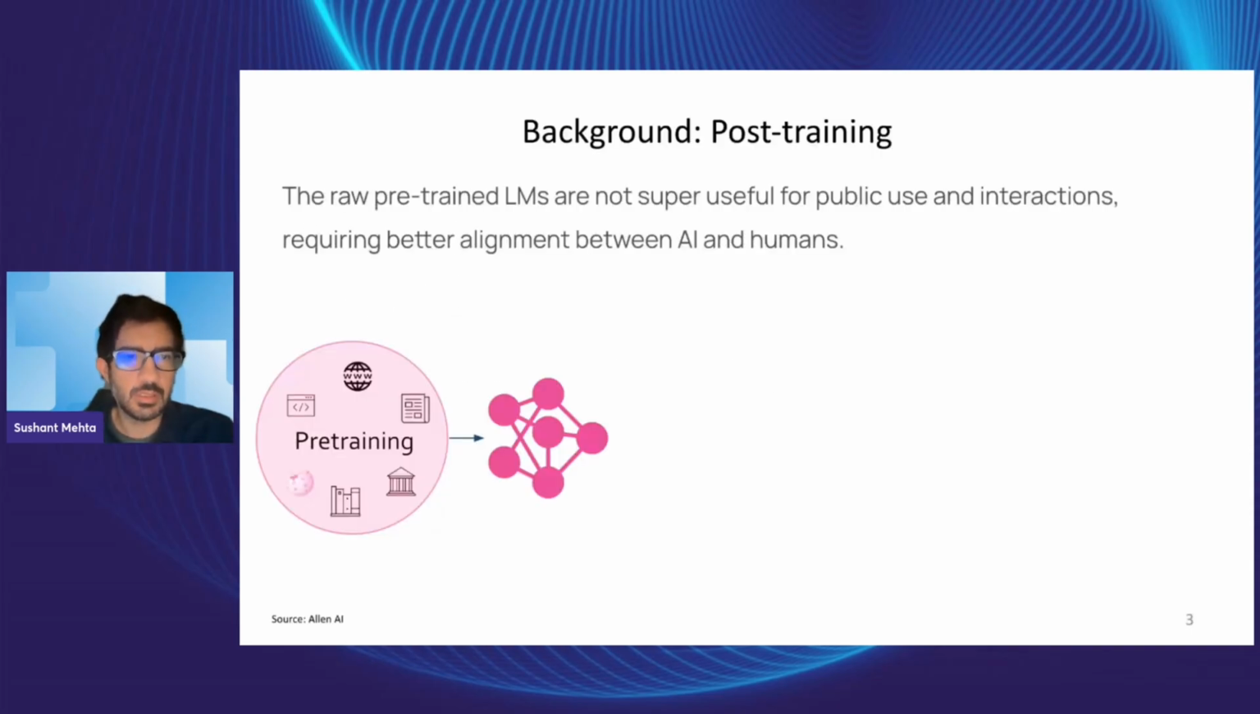To get started, I'll give some context about post training in general, and especially why do we need post training. So once we have a pre-trained large language model checkpoint, it's actually not that useful for public user interactions, because it's only good at next token prediction.